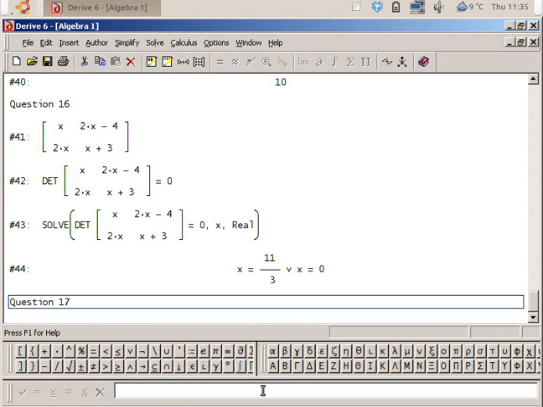In this one we have to define a function. So we say f of x, and to define it we don't use equals, we use this colon equals, which is actually also on the keyboard here. And then we type in the function.